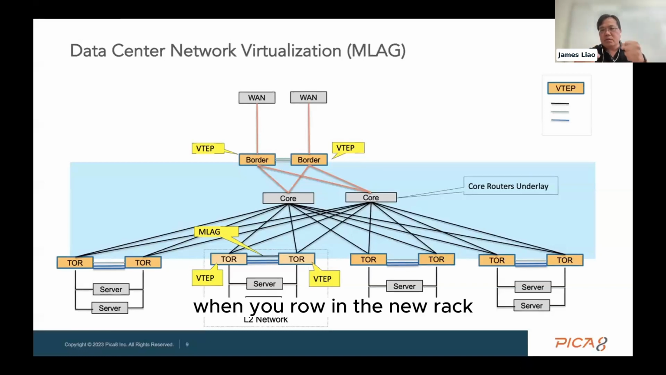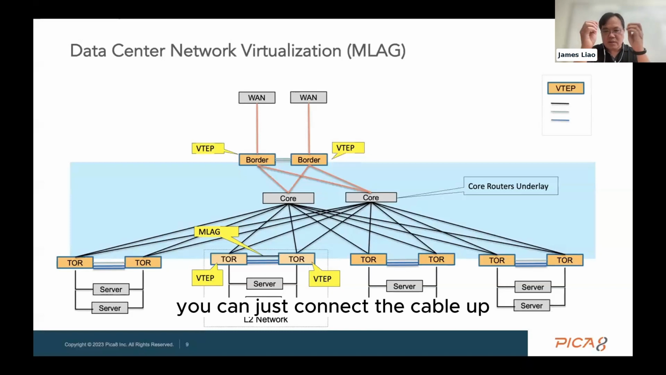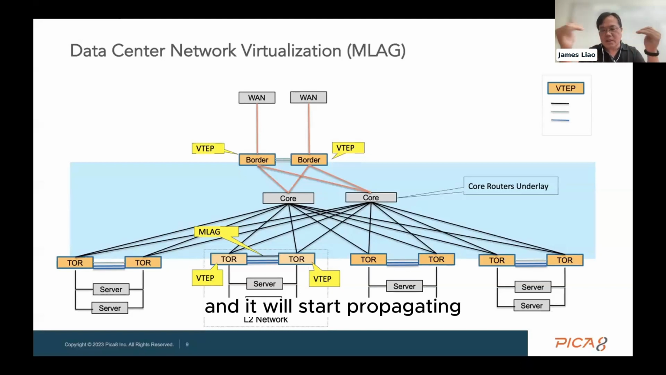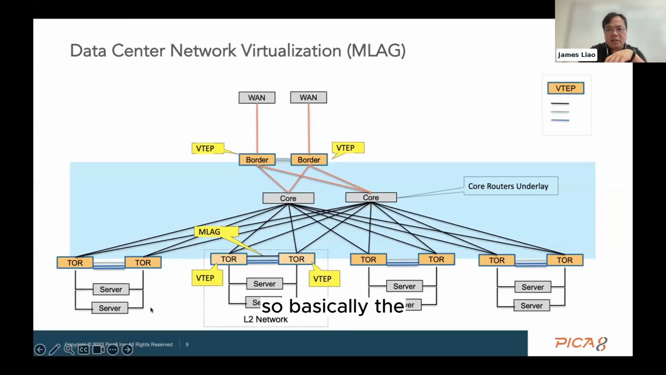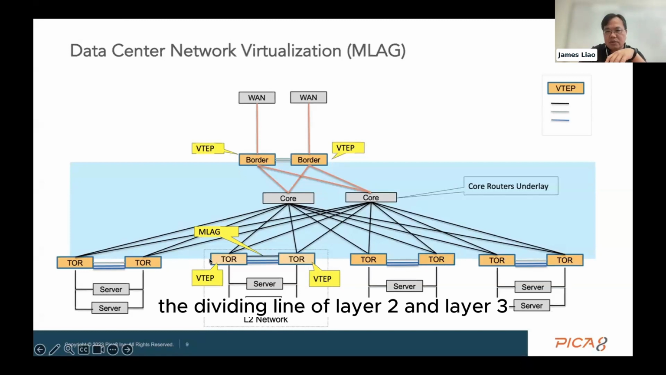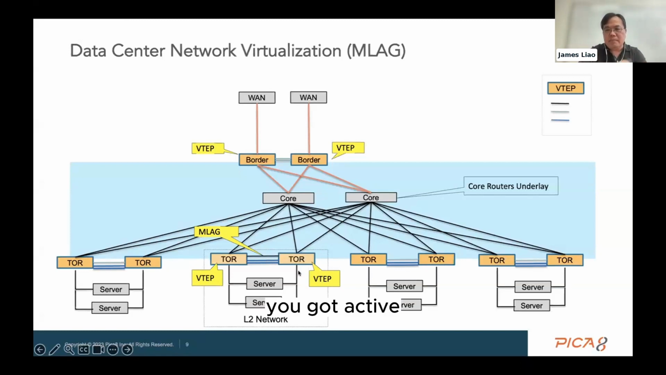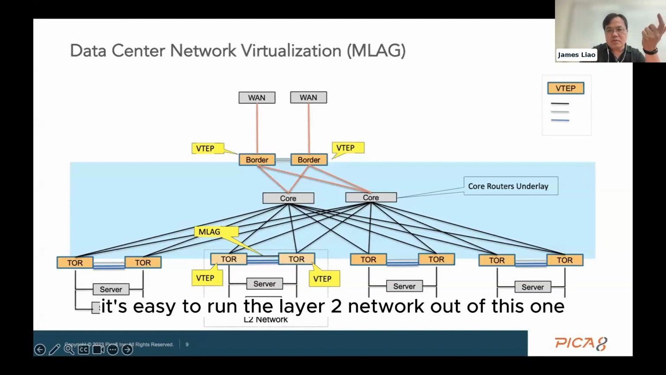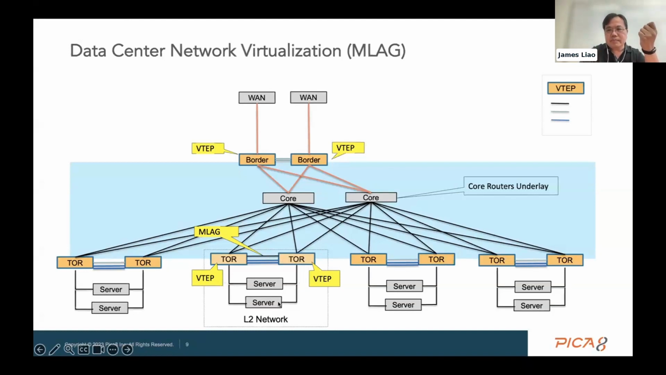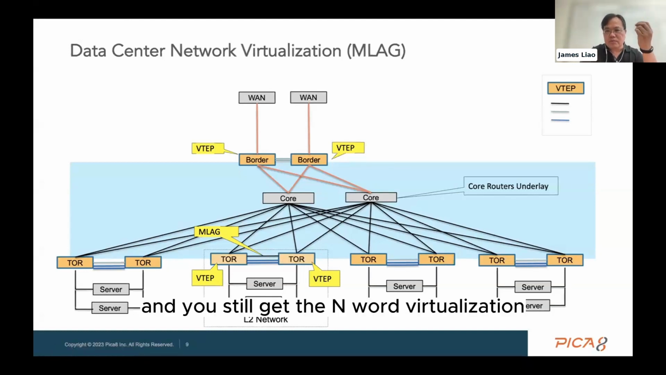So in this way, when you roll in the new rack, you can just connect the cable up, and it will start propagating the BGP information for you. So basically, the dividing line of layer 2 and layer 3 is on top of the rack. So in this way, you get active redundancy, and it's easy to run the layer 2 network out of this one. And you still get the network virtualization.